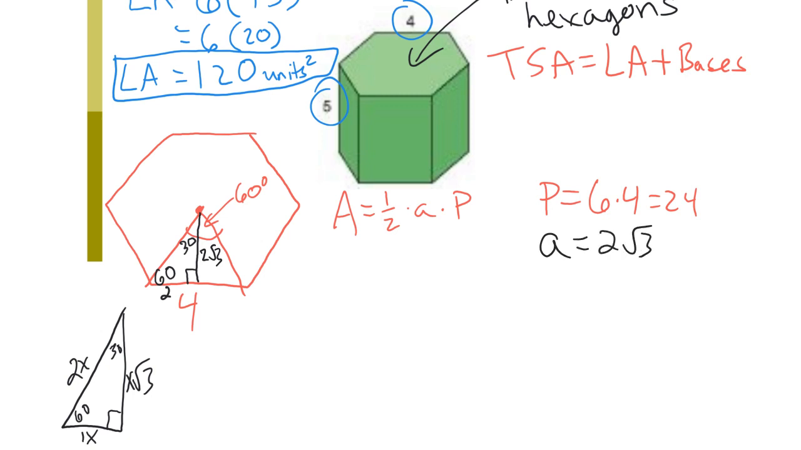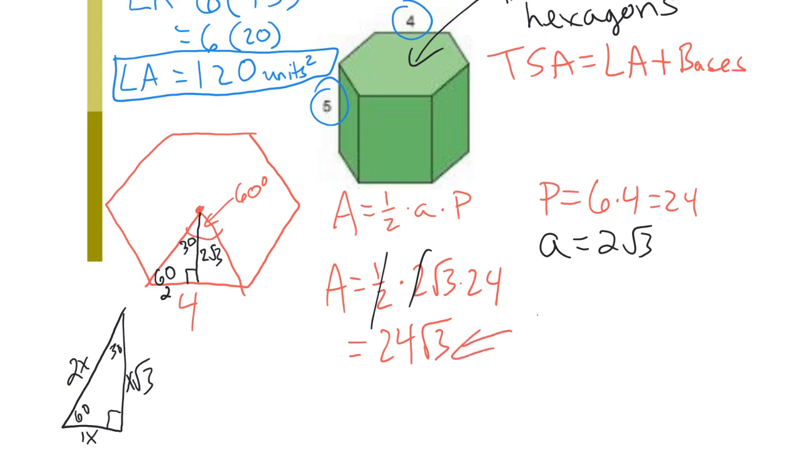So let's pop that into my formula. I see a nice cancellation here. 2.5, boom, gone. I'm left with 24 root 3. That's the area of my regular hexagon. How many are there? There's 2. So that becomes 48 root 3. So bases.